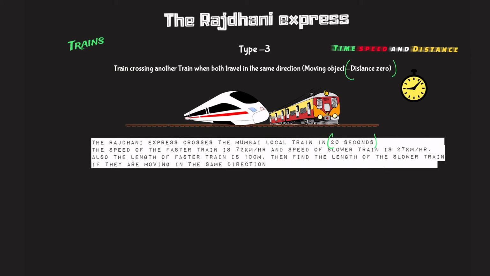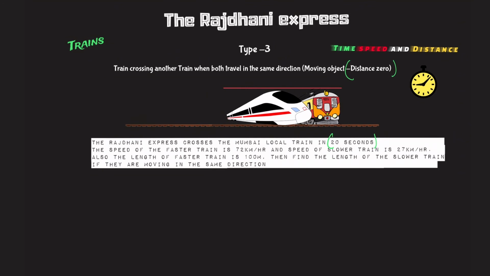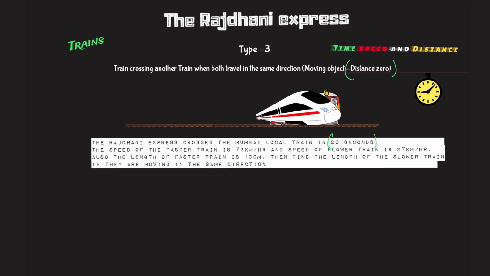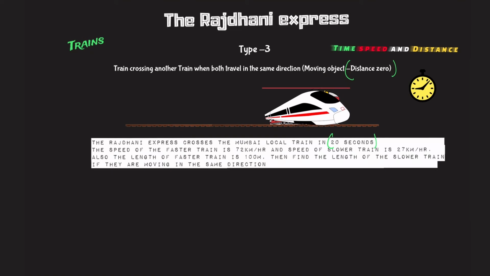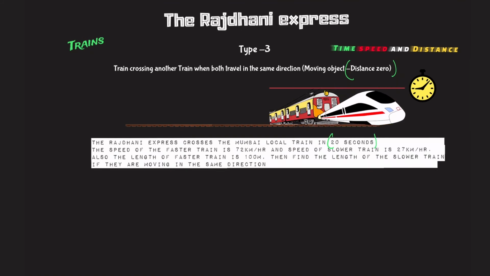This is the important part of type 3. The distance between the Rajdhani and the local train is 0, which means the last bogie of the local train is just touching the engine of the Rajdhani, and that is when I start the stopwatch. What is happening? This Rajdhani crosses this local train. Yes, will I stop the stopwatch now? No, it will cross its length as well. It will cross its length as well, and now I'll stop the stopwatch.